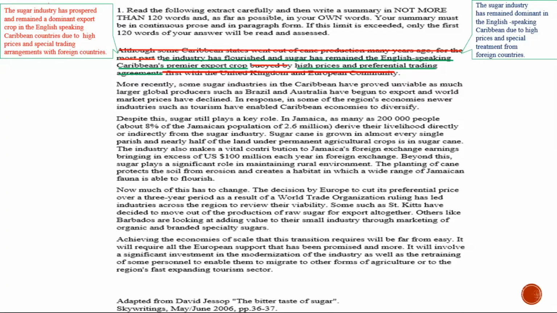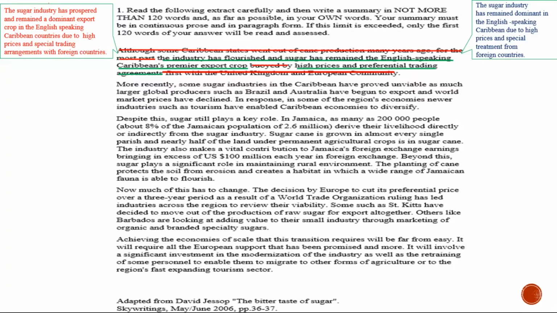Let us now read paragraph 2. More recently, some sugar industries in the Caribbean have proved unviable as much larger global producers, such as Brazil and Australia, have begun to export and world market prices have declined. In response, in some of the region's economies, newer industries such as tourism have enabled Caribbean economies to diversify. Again, we are looking for the main idea. Paragraph 2 is basically talking about the reasons why the industry is not successful. How do we know that? What are the factors that contribute to the industry not being as successful as it should have been?